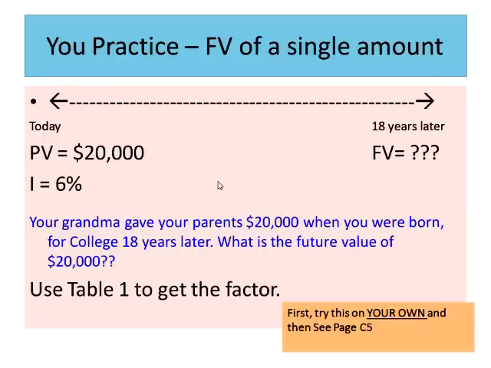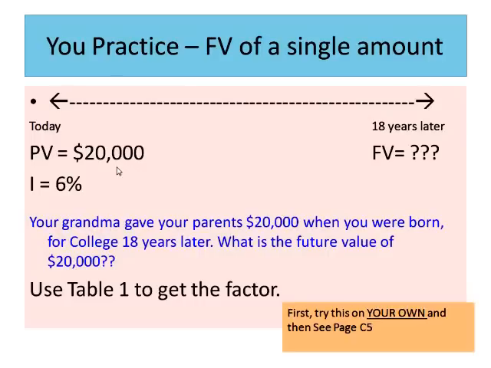So Grandma gave your parents $20,000 when you were born for college 18 years later. What is the future value of $20,000? So wouldn't that be nice if 18 years ago somebody opened an account for you, $20,000. If we assume you're earning an average of 6% a year, it's 18 years later. We don't know future value. That's what we're solving for. So we know we're going to use table 1 because it's a single amount. Table 2 is also future value, but it's for an annuity. We're not doing an annuity here.